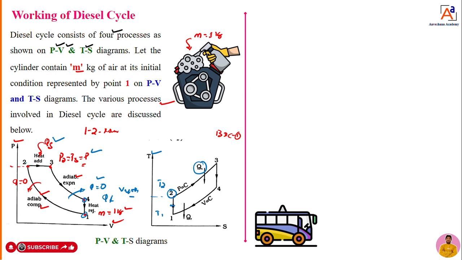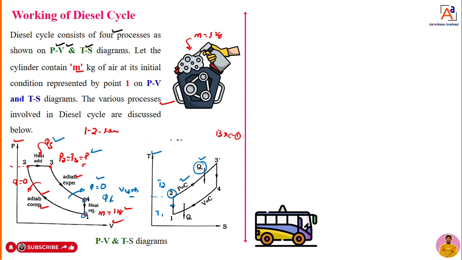If you inject a small quantity of diesel, then what happens? Sudden combustion will take place. That means addition of heat, actually. At process 2 to 3, you are going to supply a certain amount of heat. That heat addition is represented by QS. But what is the condition? You are supplying heat at constant pressure.